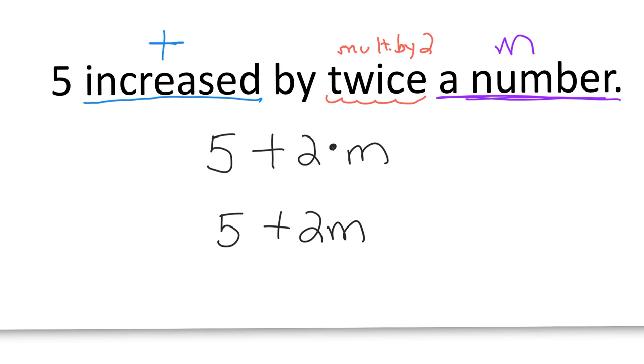So I'm just going to emphasize this a little bit more. You guys do have the 5 increase, so we have the 5 plus twice a number. That means you multiply 2 times that variable that you choose from the alphabet. It can be any letter, but you guys have 2m.